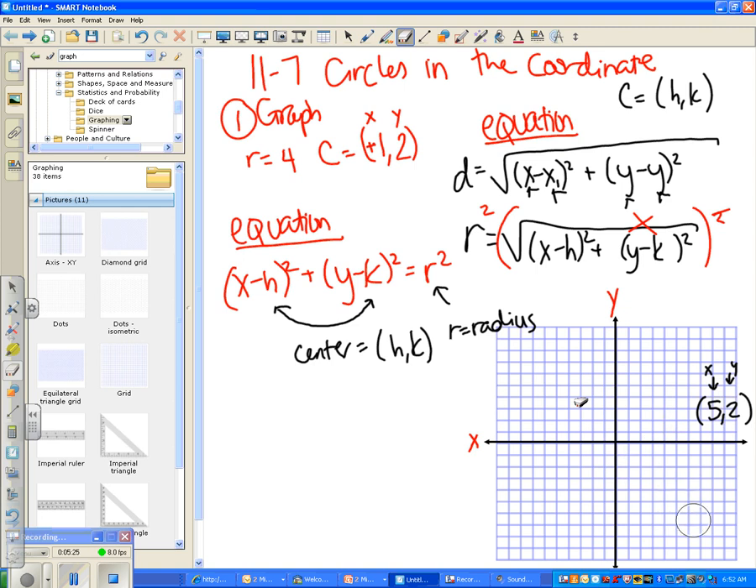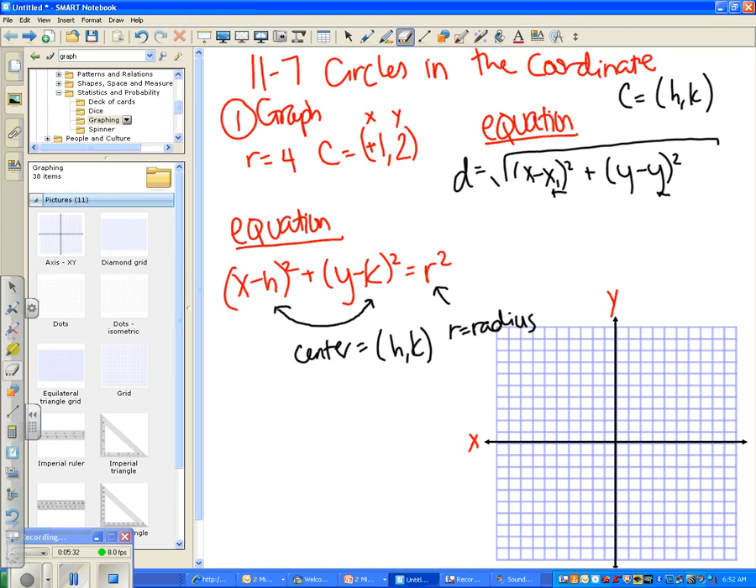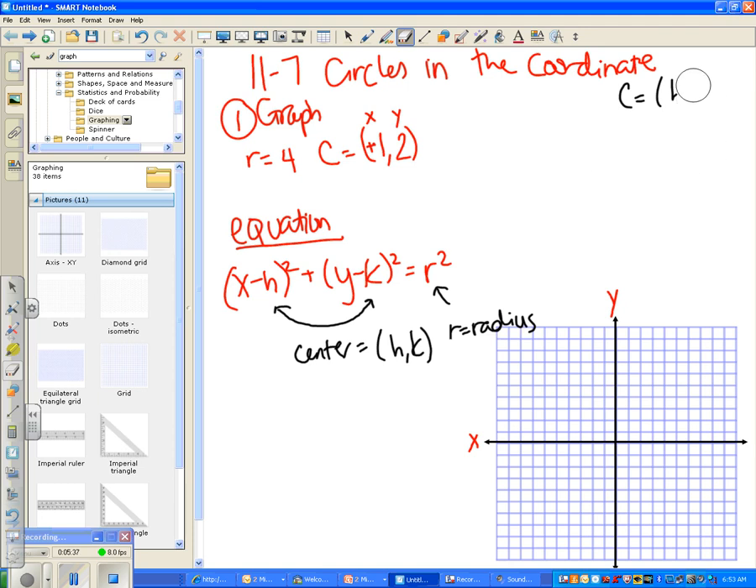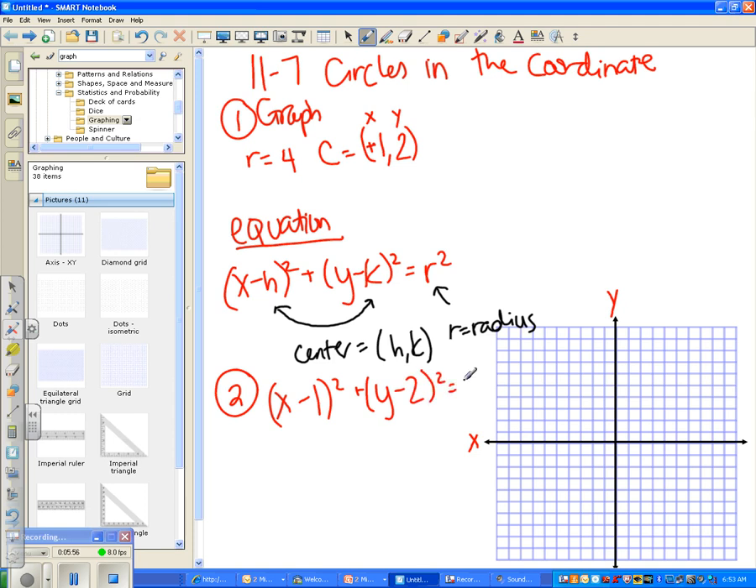All right, so we've written it down. Now it's time to, remember I told you guys we're going to graph given the equation because it's a little bit harder. So, for example, I could give you an equation like this. I'm going to call this problem number 2. Let's say I give you an equation like (x minus 1) squared plus (y minus 2) squared equals 16.